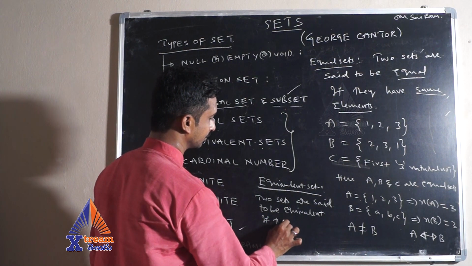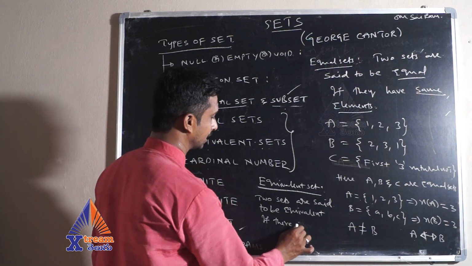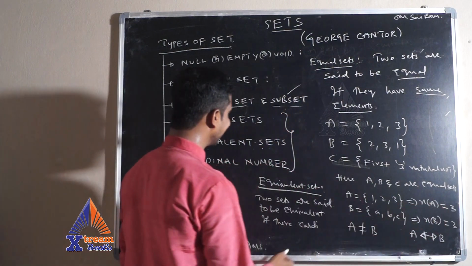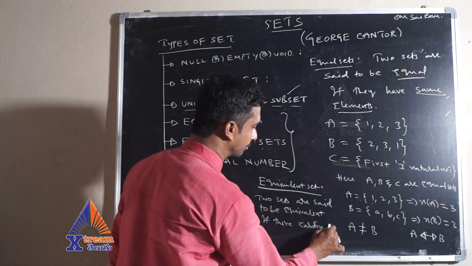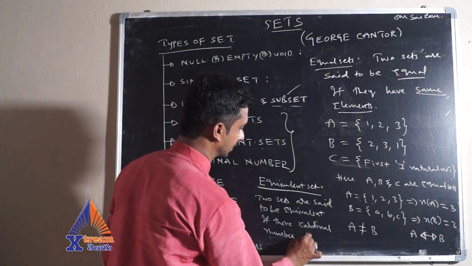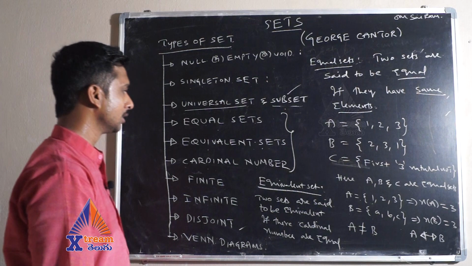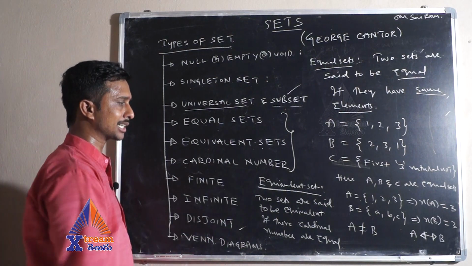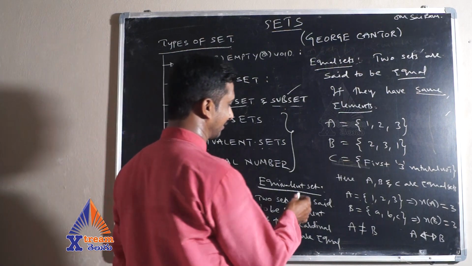their number of elements, or else you can say cardinal number. So this number of elements is nothing but cardinal number. We'll discuss. If their cardinal numbers are equal. Okay. Now you might have understood what is cardinal number. Cardinal number is nothing but the number of elements present in the given set.